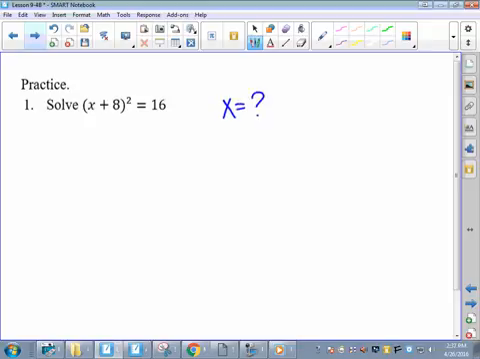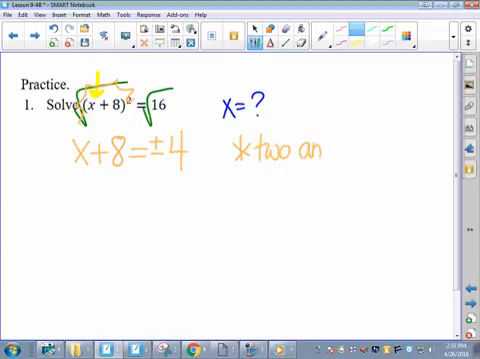If we're going to figure out what x is equal to, that means we're trying to get x by itself. The first thing I have to do is get rid of the squared. And how do you get rid of a squared? Square root both sides, right? Remember how we mentioned squaring and square rooting are inverse operations, so we're left with x plus 8. The square root of 16 is not only 4, it's negative 4 as well. Don't forget the two solutions.